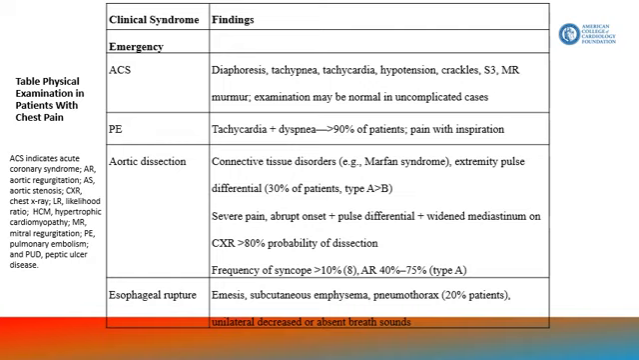This slide shows you the life-threatening causes of chest pain: acute coronary syndrome, pulmonary embolism, aortic dissection. Before you dismiss the patient or search for other causes of chest pain, as we mentioned before, please exclude these causes. Esophageal rupture will be associated with subcutaneous emphysema, pneumothorax in about 20% of the patients, unilateral decreased or absent breath sounds, and vomiting.